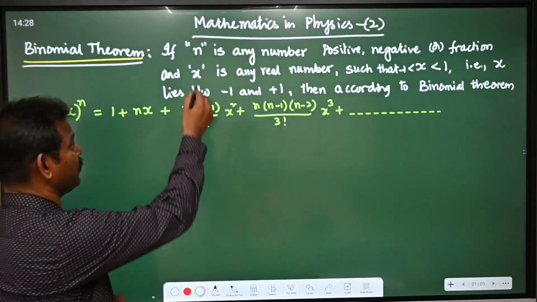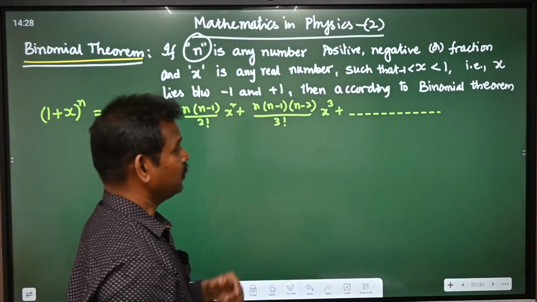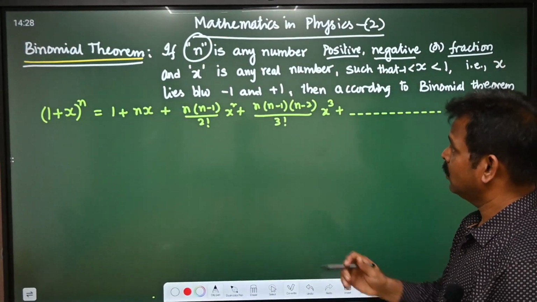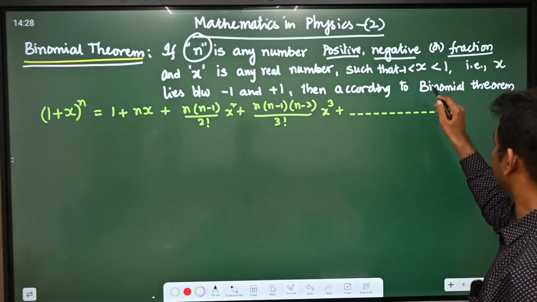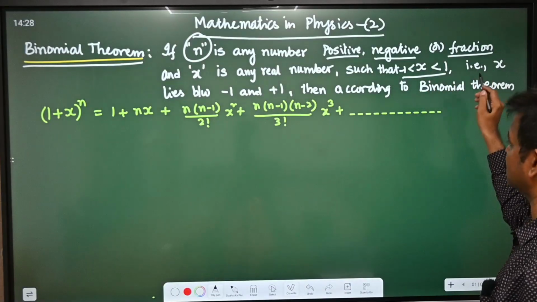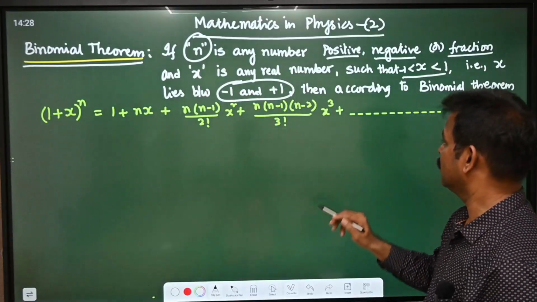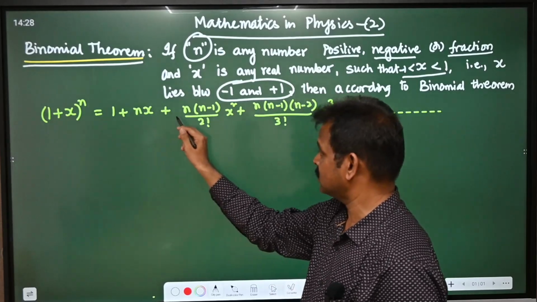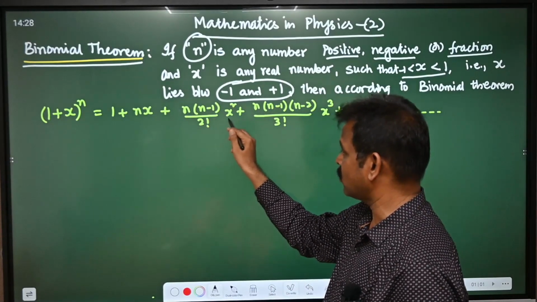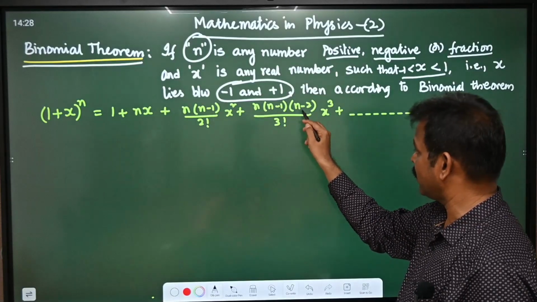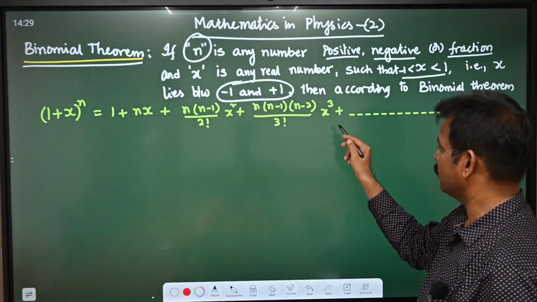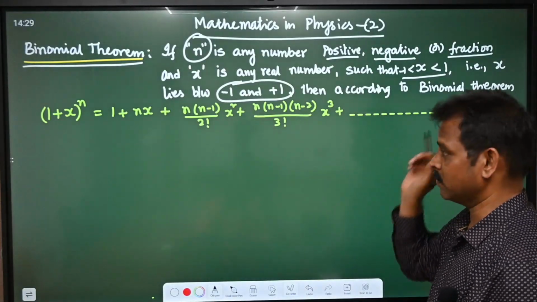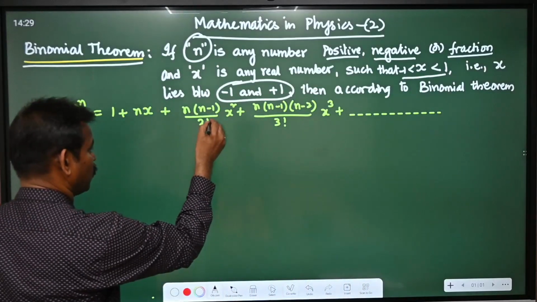If n is any number, it may be a positive value, negative value or even a fraction value, and x is any real number such that x lies between -1 and +1. Then according to binomial theorem, (1 + x)^n is equal to 1 + nx + n(n - 1)/2! x^2 + n(n - 1)(n - 2)/3! x^3 + n(n - 1)(n - 2)(n - 3)/4! x^4 and so on. What is this 2 factorial?